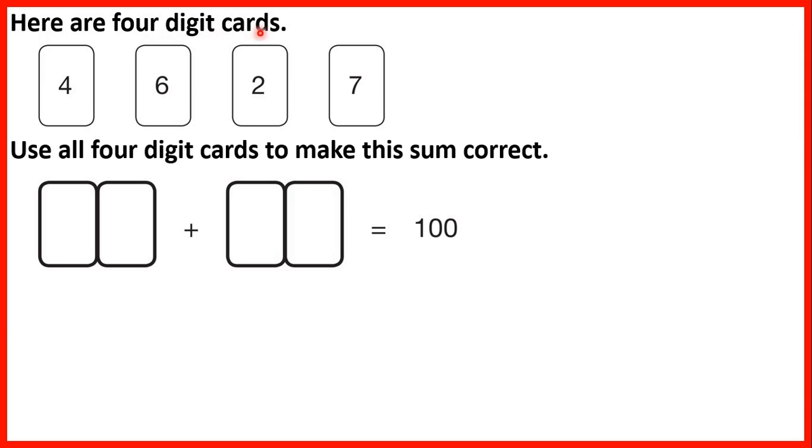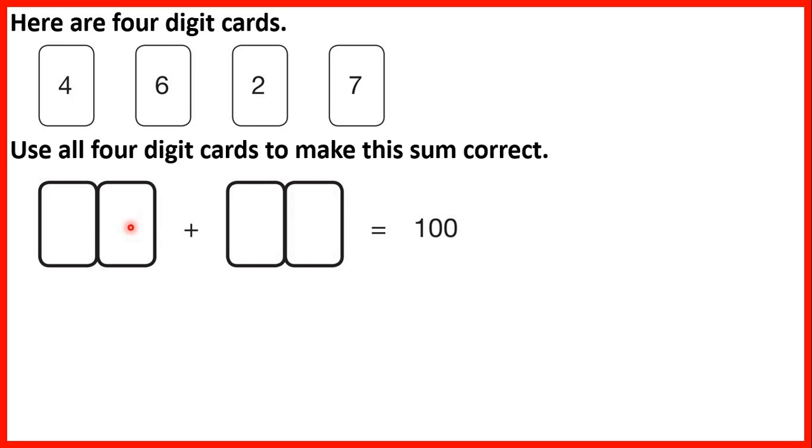Here are 4-digit cards. We have 4, 6, 2 and 7. Use all 4-digit cards to make this sum correct. So we need to find numbers that give a total of 100. We can start by thinking what our ones digits could be. And our ones digits will need to give a total of 10.